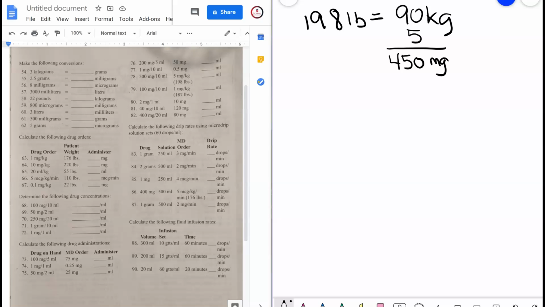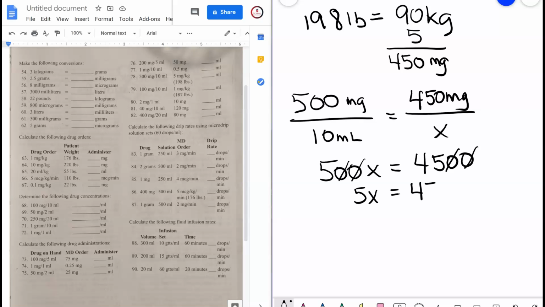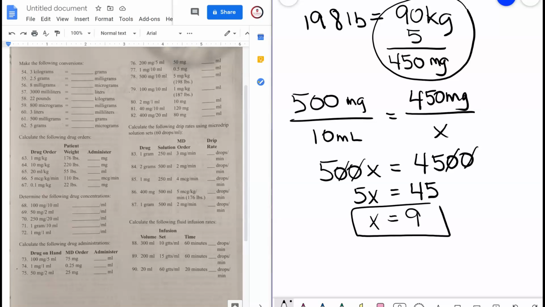Okay, so your packaged dose is 500 milligrams in 10 ml. You want to give 450 milligrams. What's your X? So 500 X equals 4500. First things first, let's make this a little easier to manage, right? Let's make it smaller. Simplify both sides by dividing by 100. So 5x equals 45. So now you're going to divide both sides. But didn't we do that math right here? So x equals 9.